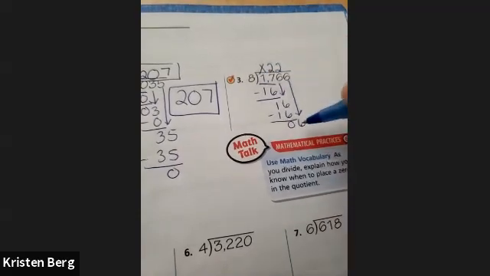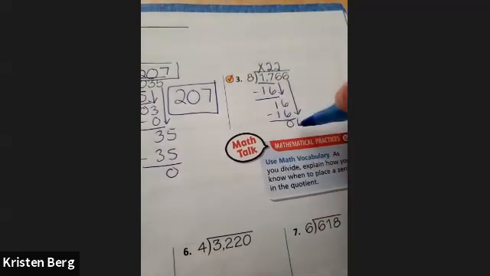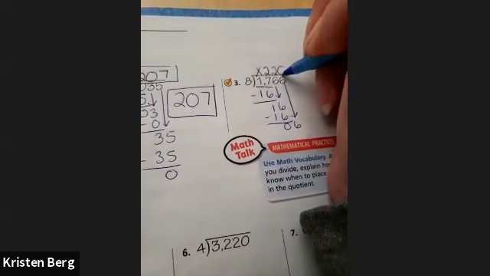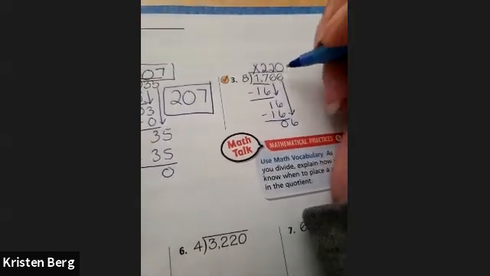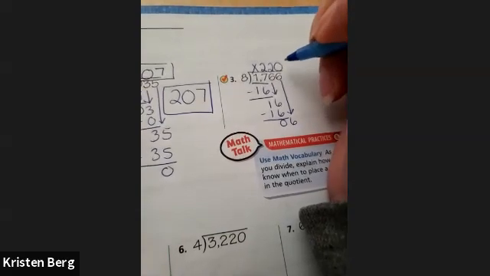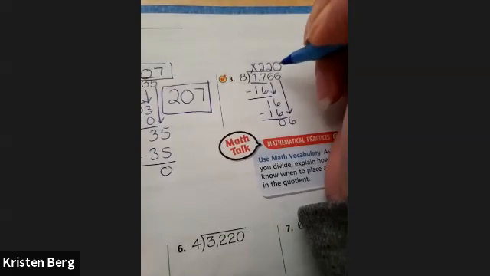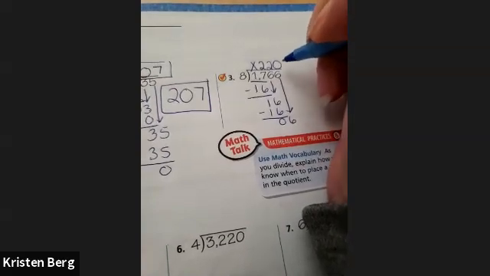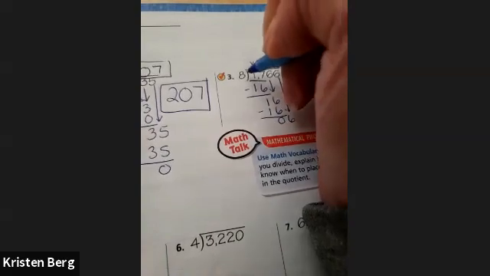Well, 8 is much bigger than 6, so it can't even go in once. So we have to come up here and say it goes in 0 times. Again, if it can't go in, you have to have the number 0 listed and put it up there. It can't go in at all, so it goes in 0 times. So then you just keep going.